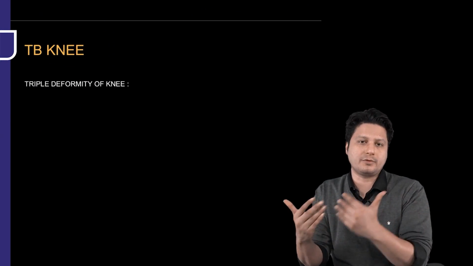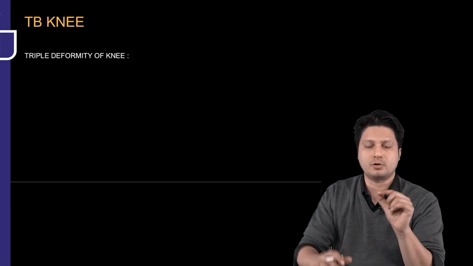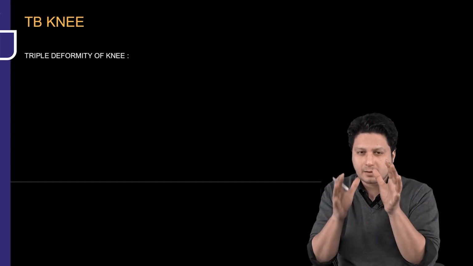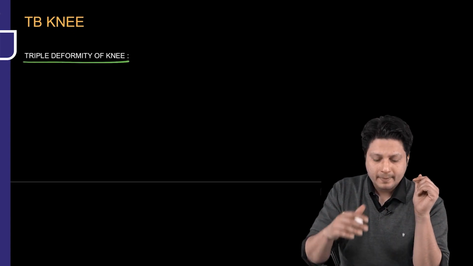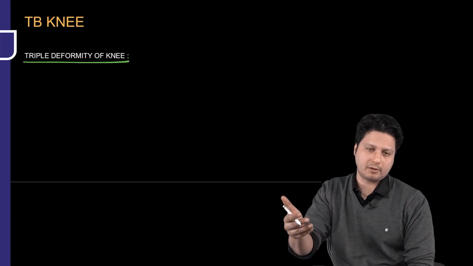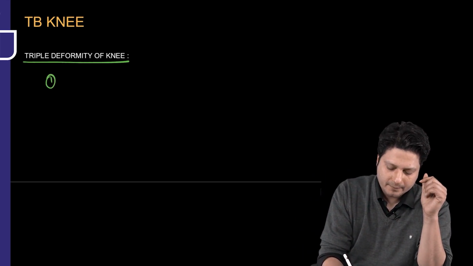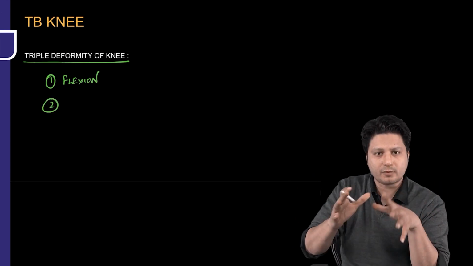Next is tuberculosis of the knee. The only thing that you have to remember under this heading, in particular tuberculosis of the knee, are the clinical features which ultimately will result in a typical deformity, which is known as triple deformity of the knee joint. And what are the components of this triple? What are the 3 components of this triple deformity of the knee joint? The first one is that the knee would be kept in flexion. There will be a flexion of the knee joint.